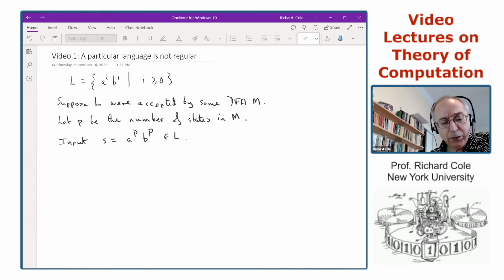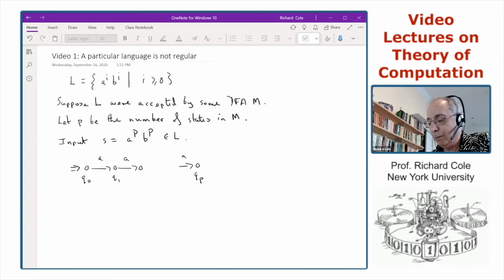Now what we're going to do is look at the sequence of states that M goes through on reading this string. We begin at the start state, of course, let's call that Q0. And we read a sequence of A's, and let's just call the states we go through Q1, Q2, and so on and so forth. So eventually we've read the first P A's, and we've reached some state, call it QP.